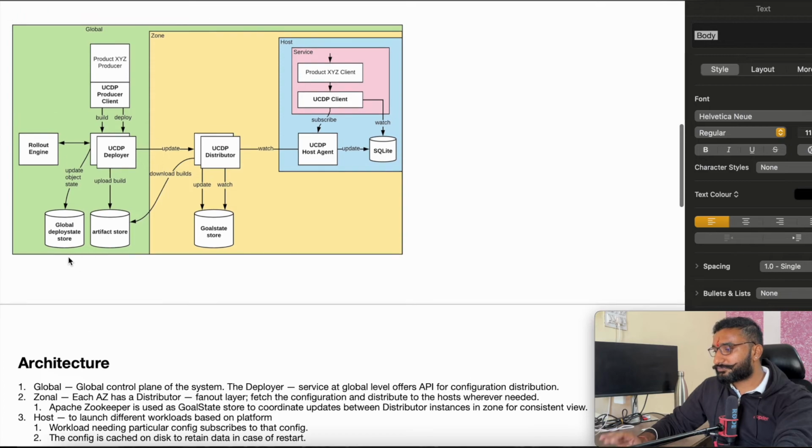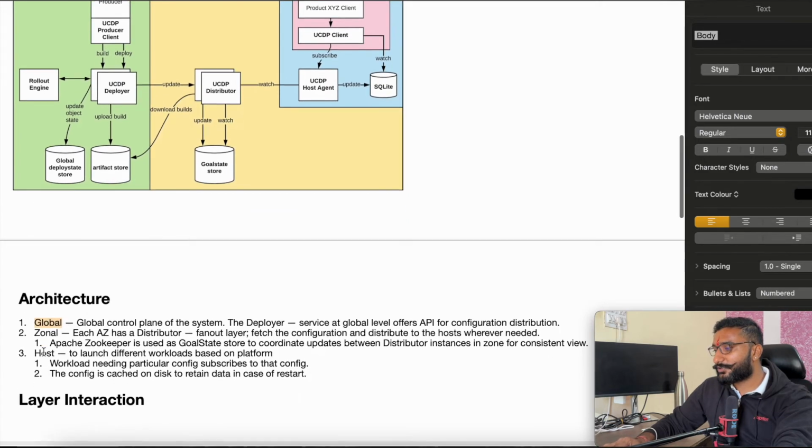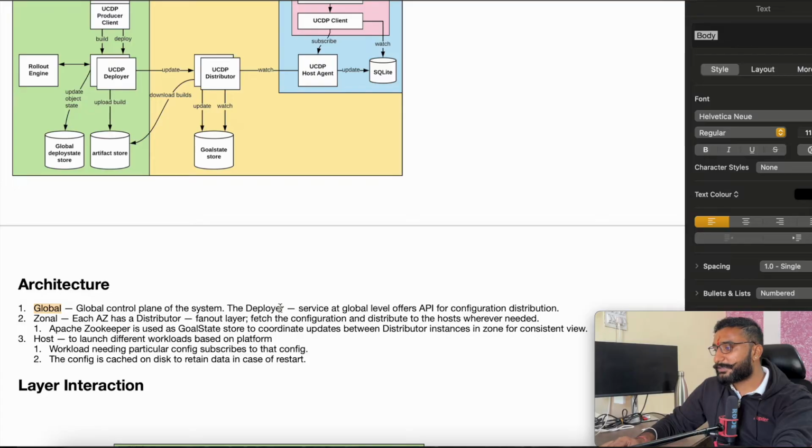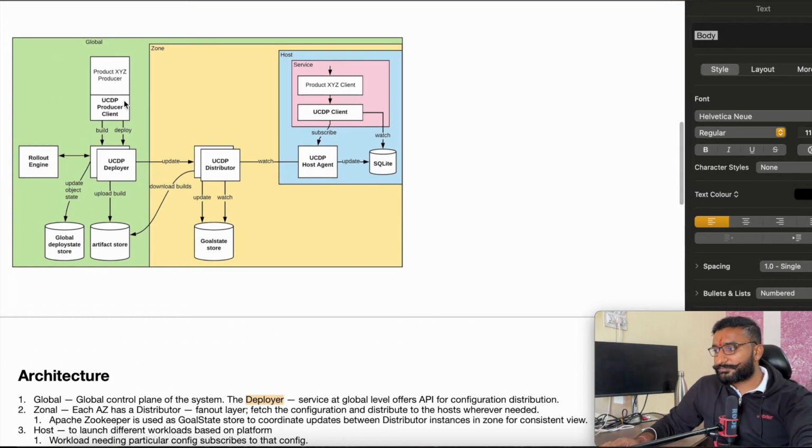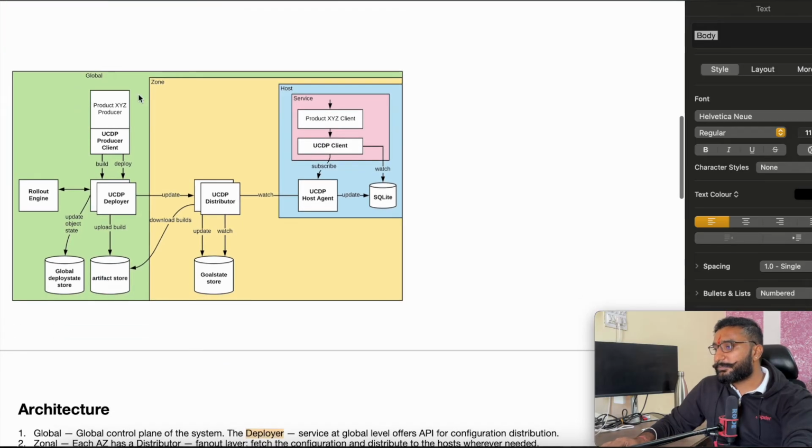Understanding it further, this is the same architecture, just with a little bit more blocks. This we already discussed. Global is your global control plane of the system where the deployer is present. Whatever we discussed here, this is the producer. The producer interacts with the UCDP system with these configurations, and then according to a rollout strategy, I will figure out that for this particular configuration, this is the rollout strategy, and as per this rollout strategy, the deployer is responsible to store these configurations and then send those updates to the distributor system. This distributor system stores those configurations in itself, which is a gold state store.